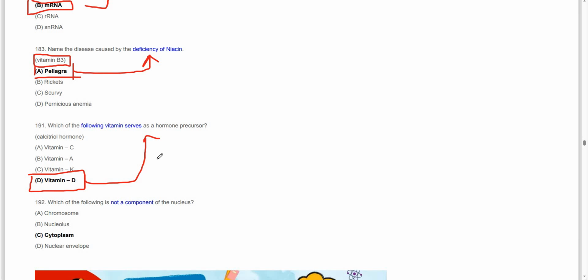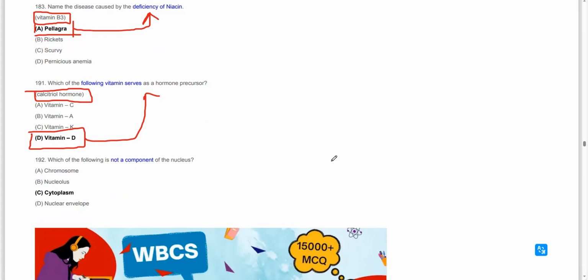Calcitriol hormone, that is vitamin D. Vitamin D is the precursor of the calcitriol hormone. So which of the following is a precursor of the hormone? Vitamin D, the precursor of the hormone calcitriol.